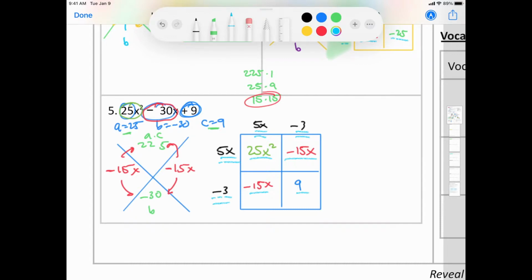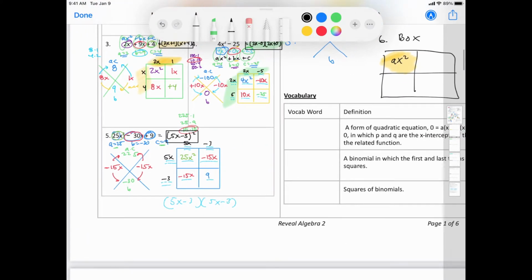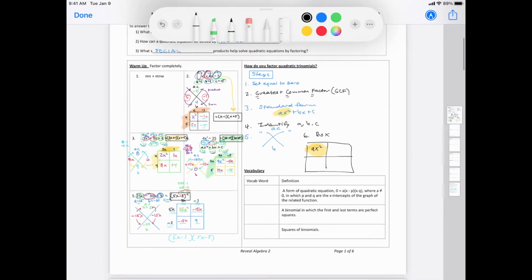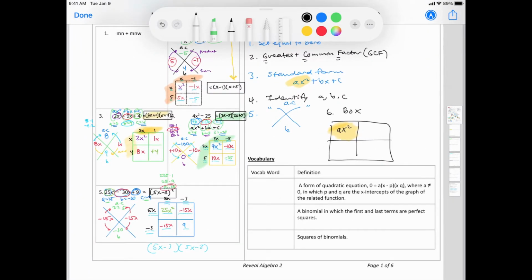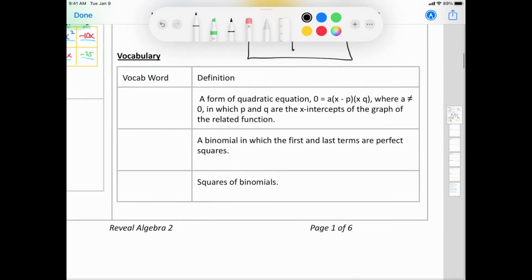Okay, so if I get these answers, 5x minus 3 and 5x minus 3, well, pretty much they're the same. And if they're the same, you basically have how many of those? You have 2. So we can say 5x minus 3 squared, okay? And that's the warm-up. Sorry, I didn't say question number 1, but you could just rewind there.